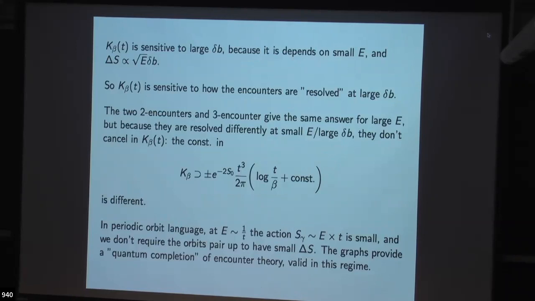So the punchline is that k beta is sensitive to these regions of large delta V at small energies. So that means it's sensitive to what's going on inside the encounters. So these graphs, they resolve the 2 encounters and the 3 encounters in these very different looking ways. When we do this cutoff procedure, the theory is saying that what's going on is that the 2 encounters are cut off in a different way than the 3 encounters. So this low energy contribution is different between the 2, no longer cancels.